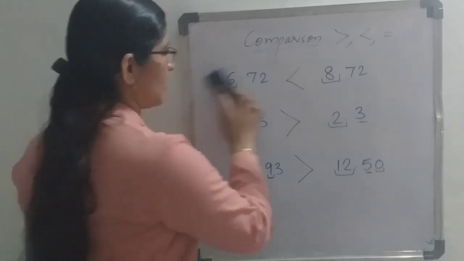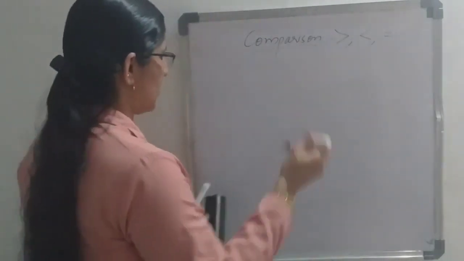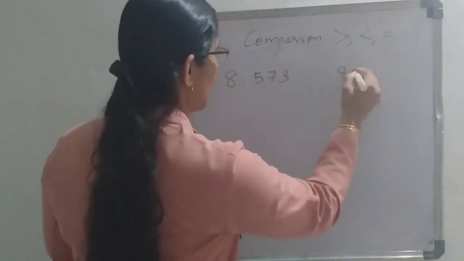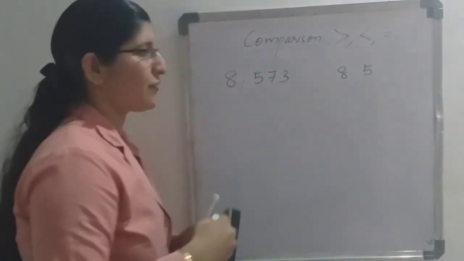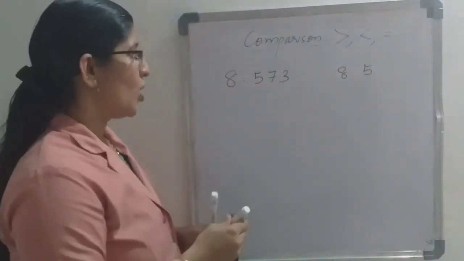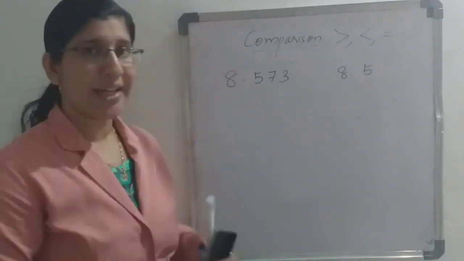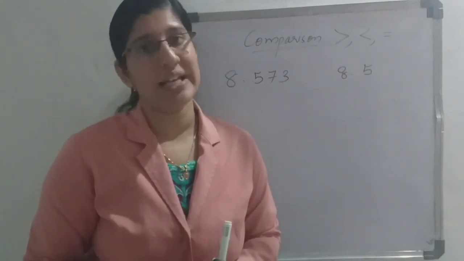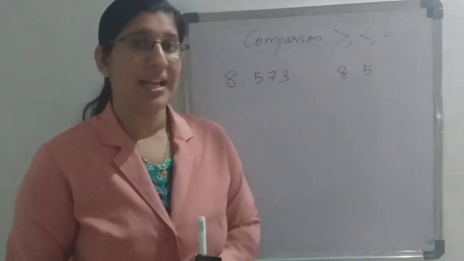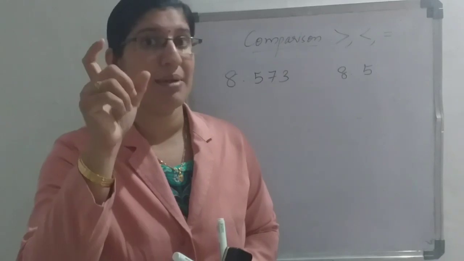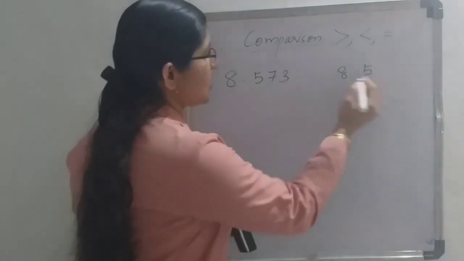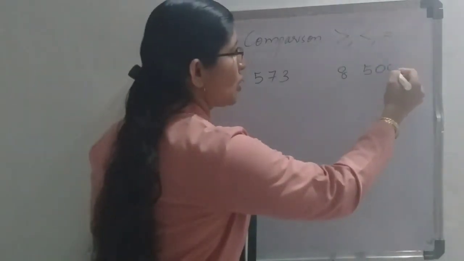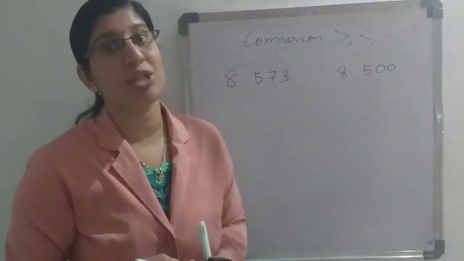Okay, another example. 8.573 and 8.5. So whenever you are getting decimal numbers for comparing, it is easy to first make them like decimals. We studied what like decimals are. Like decimals means the decimal places are the same. Here 3 decimal places, here only 1 decimal place. So you need to make it like decimals by putting 2 more zeros. Now they become like decimals. Now it is easy to compare.